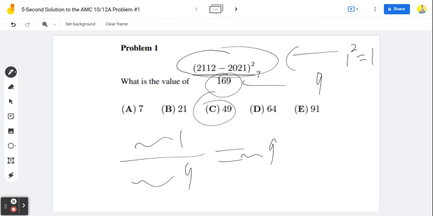The reason why this works is because the only number that multiplied by 9 gives the last digit of 1 is 9. So the last digit has to be 9. That's your answer, 49.